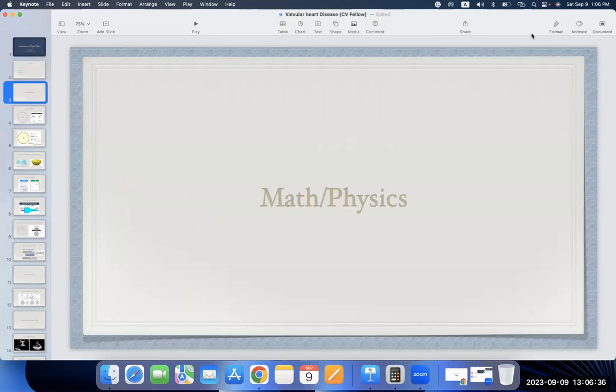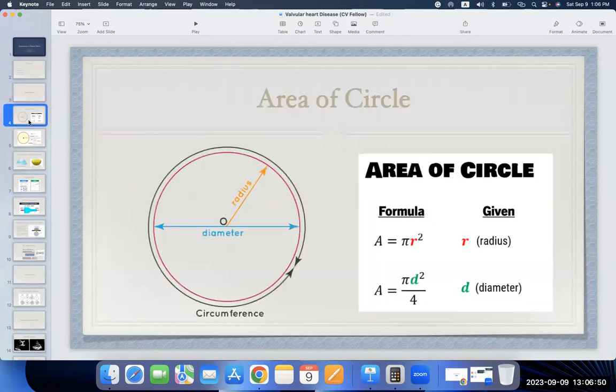Before we start, we're going to go through some math formulas and some physics theory that will help us a lot when we assess valvular heart disease. The first thing, which is simple, just to remind you, is how to calculate the area of a circle. You measure the diameter, divide it by 2 to get the radius, square the radius, and multiply it by pi. Pi is 3.14. From that, you get the area of the circle.